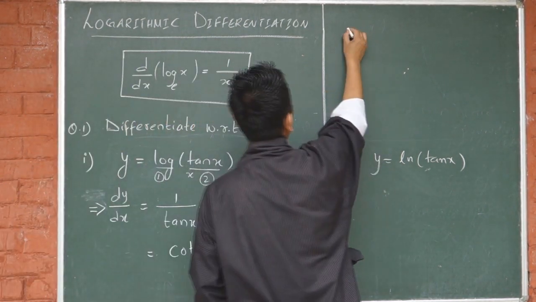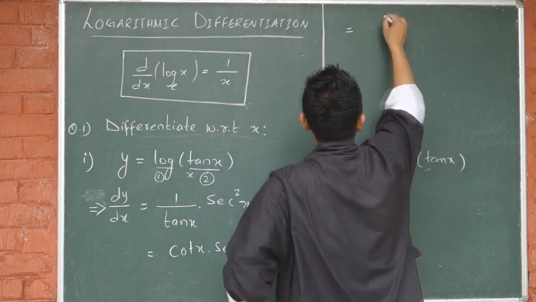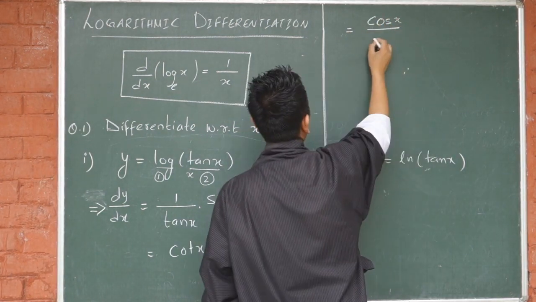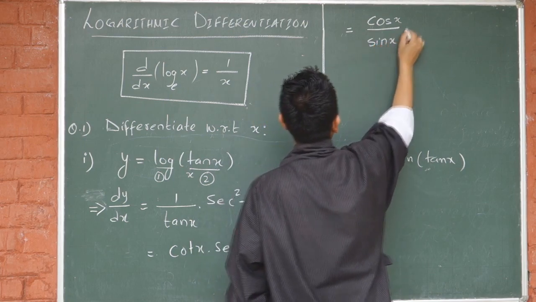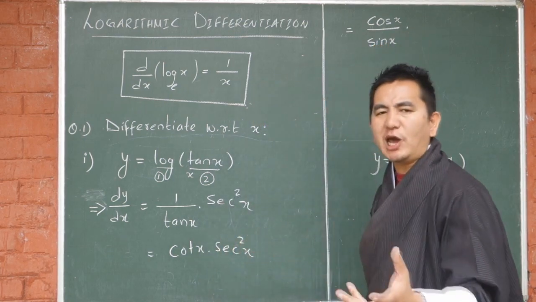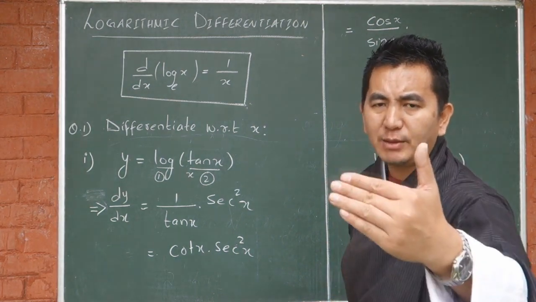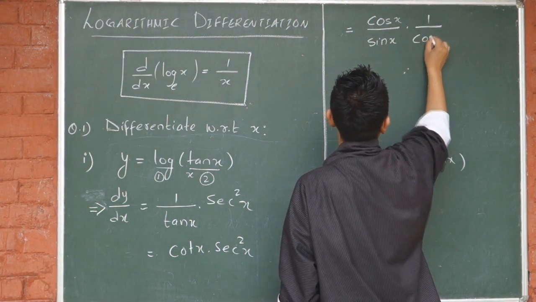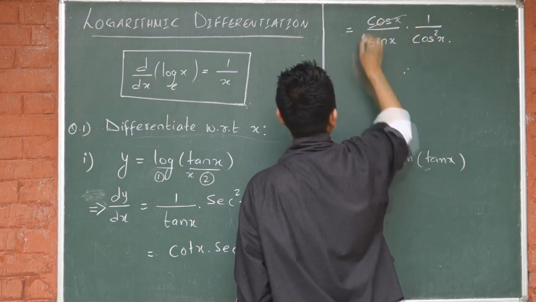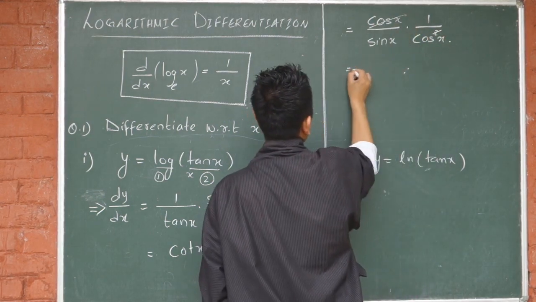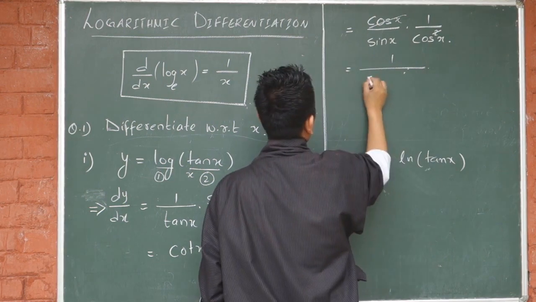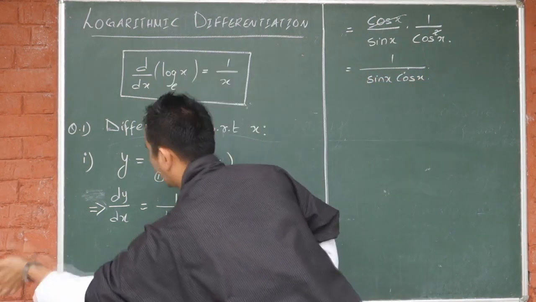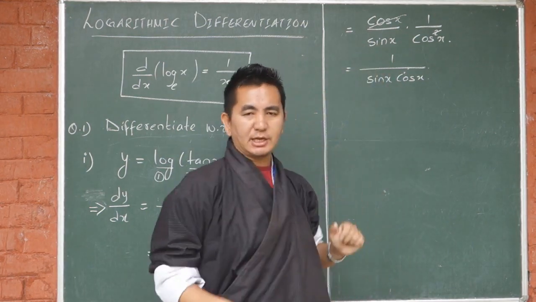That is again equivalent to, what is cot? Cot is nothing but, I hope you remember the identity, cos x divided by sin x. What's the reciprocal of sec x? Reciprocal of sec x is 1 by cos, isn't it? So sec square x means 1 by cos square x. One of the cos will get cancelled. We have 1 divided by sin x times cos x. Is that okay?